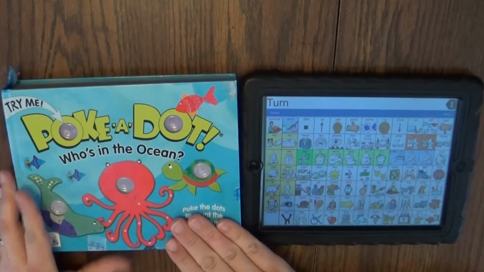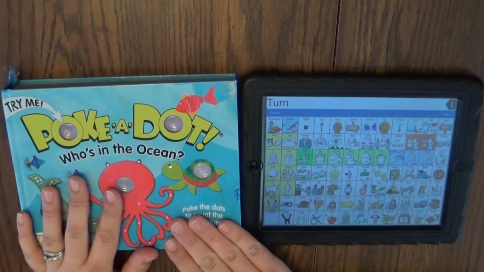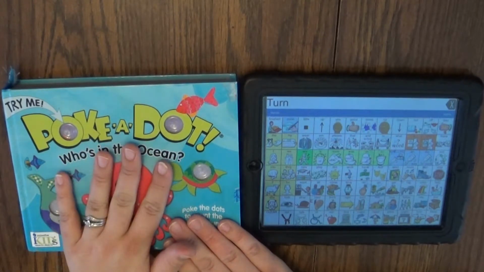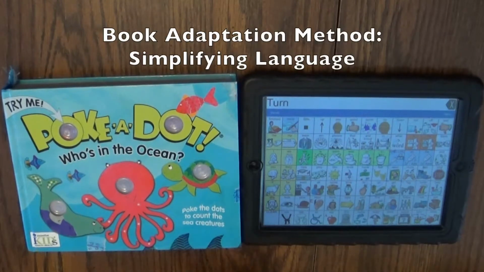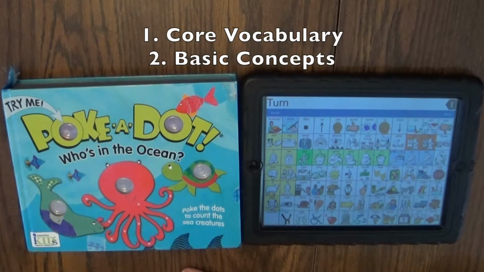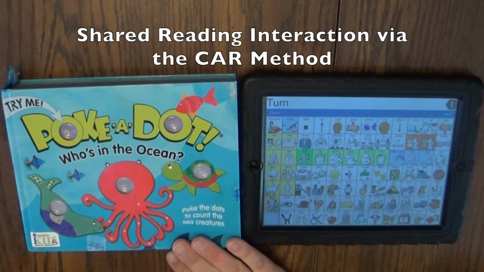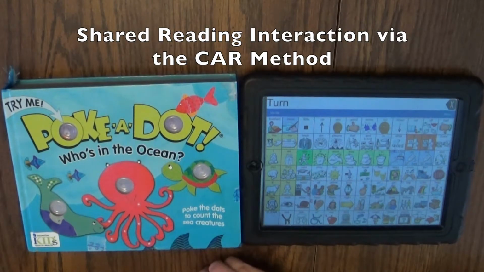All right, so there's an example of how you can quickly adapt a book to your student or child's language level. The strategy that we used today was just to simplify the language by focusing on a few core words and some basic concepts. And I also talked about how you can make it an even richer literacy activity by creating a shared reading interaction through the CAR method.